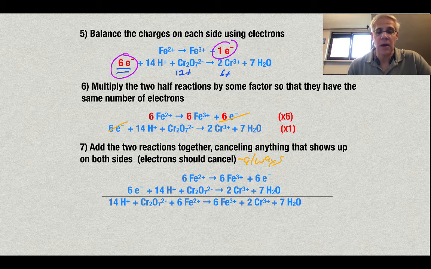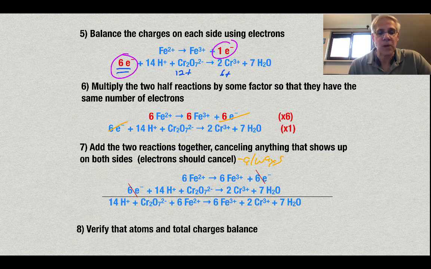Okay, so as we saw here, our electrons will cancel, and what we're left with is 14 H pluses plus the dichromate plus 6 iron 2 pluses goes to 6 iron 3 pluses plus 2 chromium ions plus 7 waters. If you checked each individual atom, you'd see that we're completely mass balanced. And if you add up the total amount of charge on both sides, you would find that the charges on both sides are exactly the same, which means that our number of electrons is completely conserved. Okay, so verify that atoms and total charges balance.